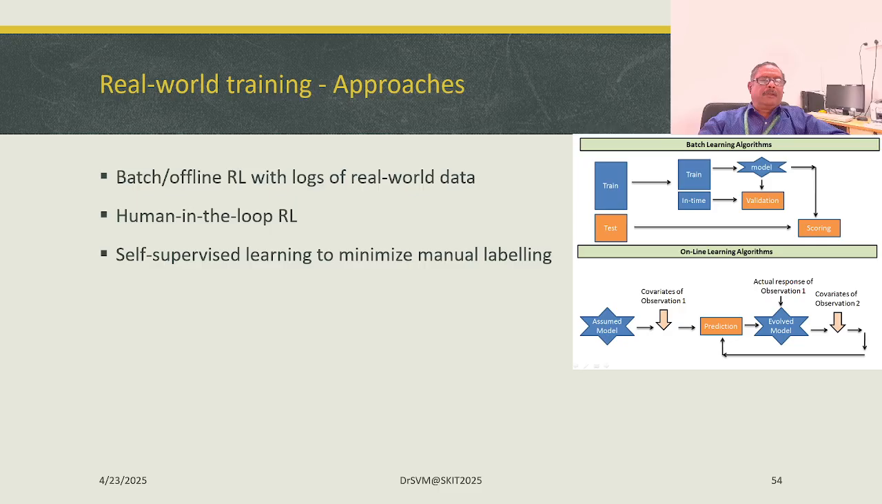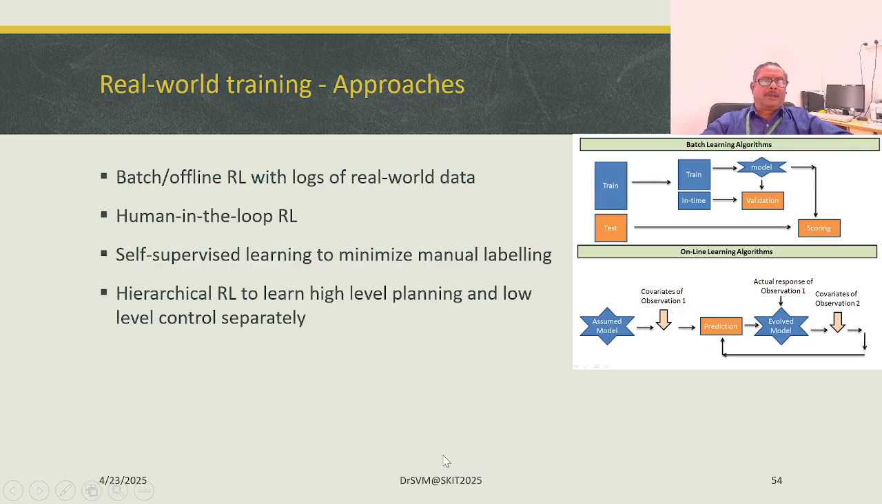The other one will be semi-supervised learning. In the case of supervised learning, we do require the input with labeling, and the labeling has to be done manually, and it's going to be a highly time consuming and very laborious activity. So to minimize this manual labeling, we can go for self-supervised learning.